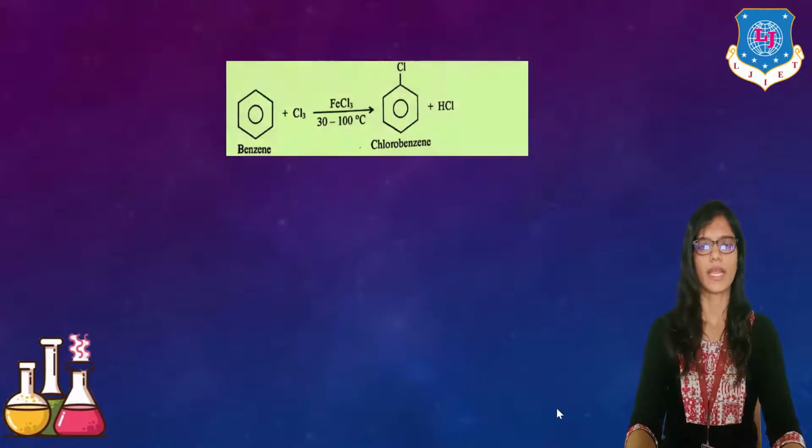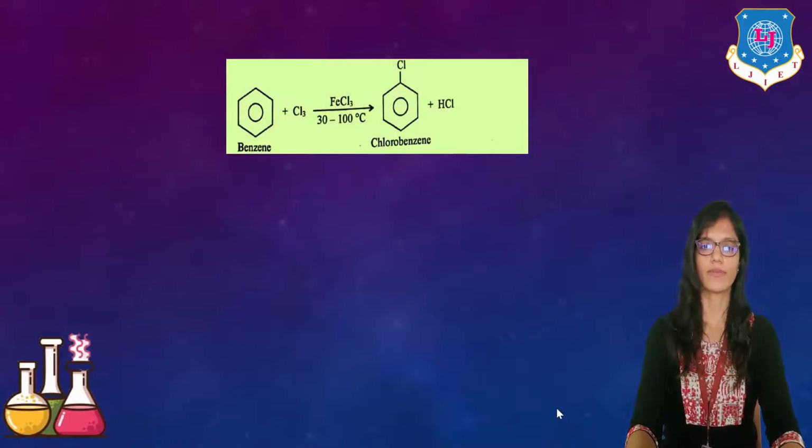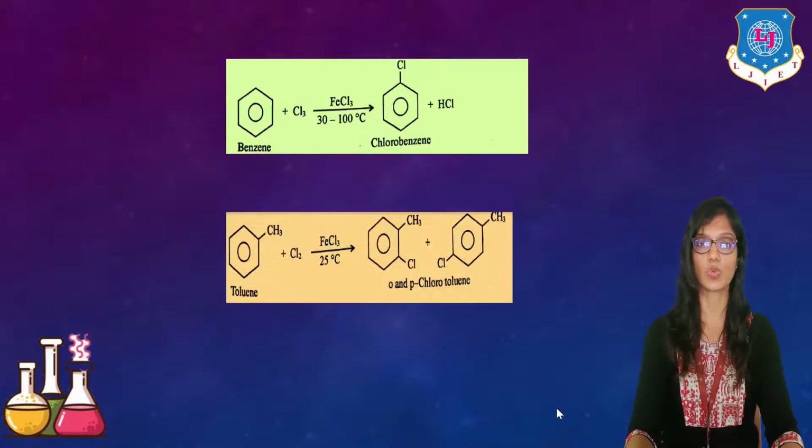Okay. In our next one, we have benzene which reacts with Cl2. We will take FeCl3 here. The temperature range will be 30 to 100 degrees Celsius, and at that time we get chlorobenzene plus HCl. Here also one H from benzene is substituted by Cl, and we get our product, which is known as chlorobenzene.